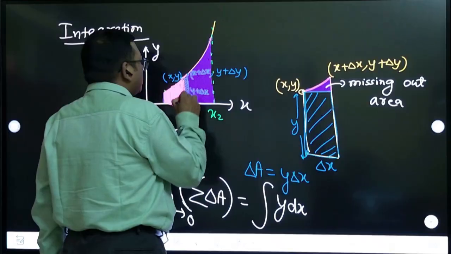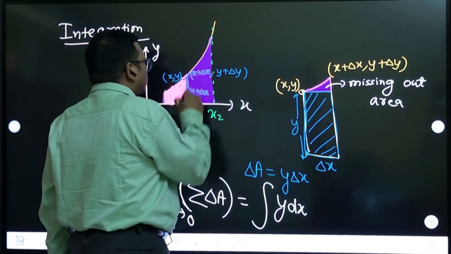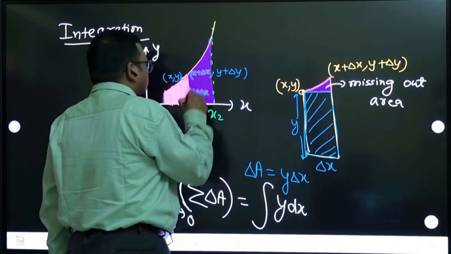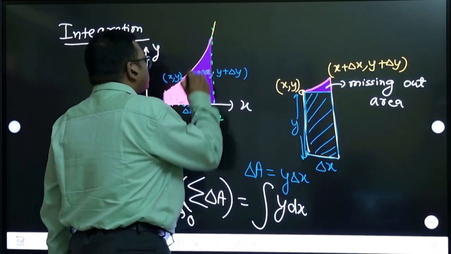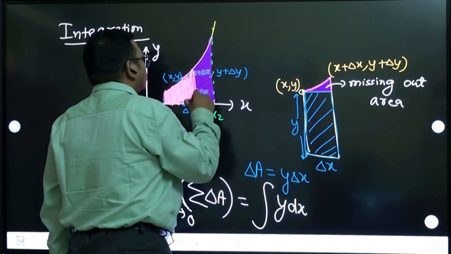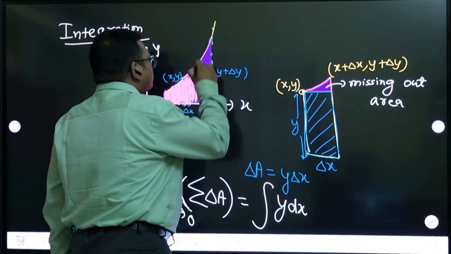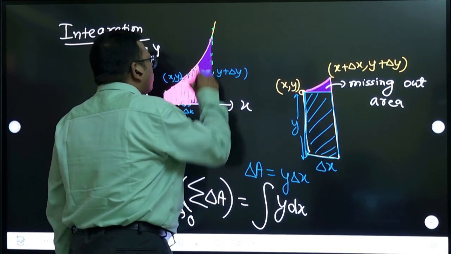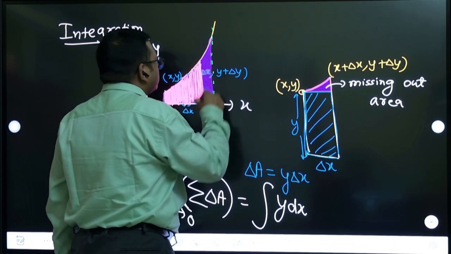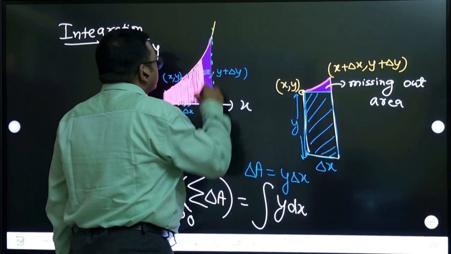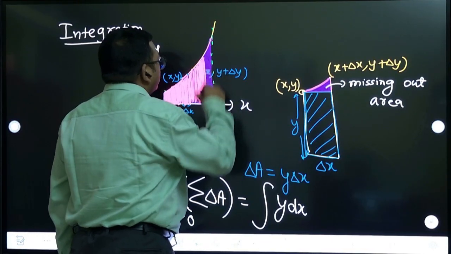Yes, are you understanding? So that is how you are taking this area, that is what is integration. So integration gives the summation of all these small strips, which is just like a thickness of a line. So now there won't be any error.